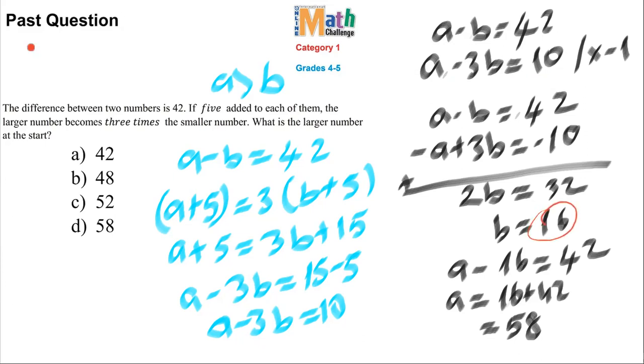So substitute this 16 into here. So a minus 16 will be 42. If you take 16 to the other side, it will be positive. So now 16 plus 42, which is 58. So a is 58, and this is the answer because they asked what is a.